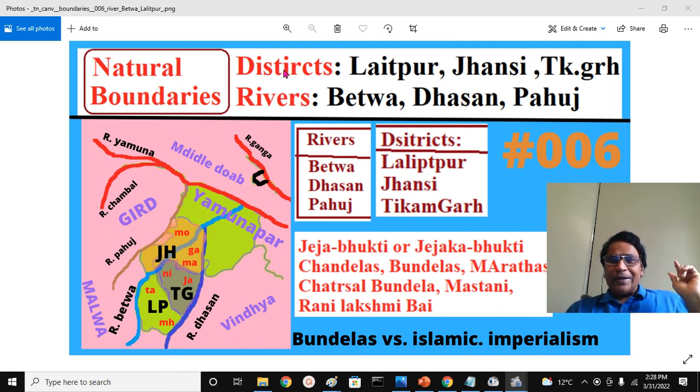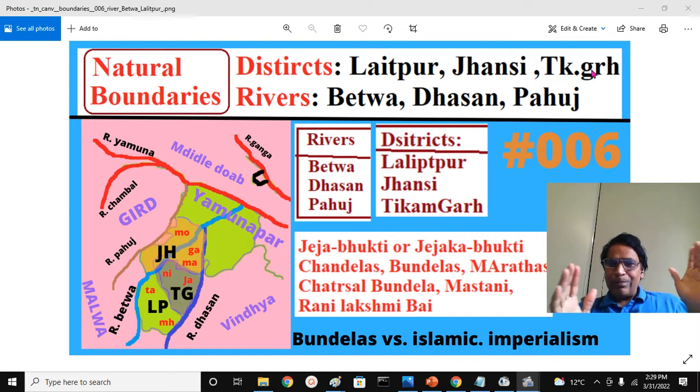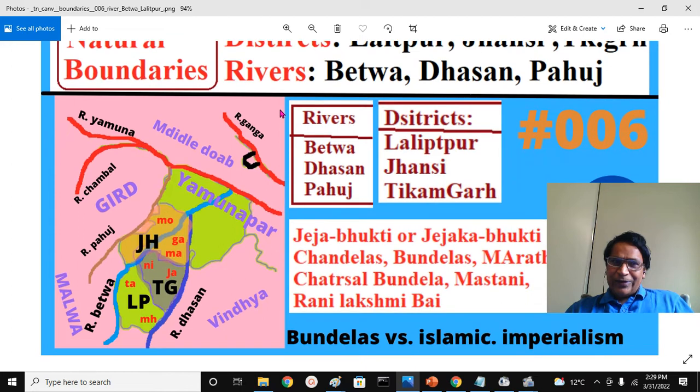So we are today discussing the districts of Lalitpur, Jhansi, Tikamgarh. This is in the Bundelkhand region, at the intersection of Uttar Pradesh, the United Provinces, and Madhya Pradesh central border area. The rivers we are looking at, which are the demarcations, are the Betwa River, Dhasan River, and Pahuj River. So here, this is the map that gives you the context. We have Lalitpur district, Tikamgarh district, and Jhansi district. The rivers, this is the Betwa River.